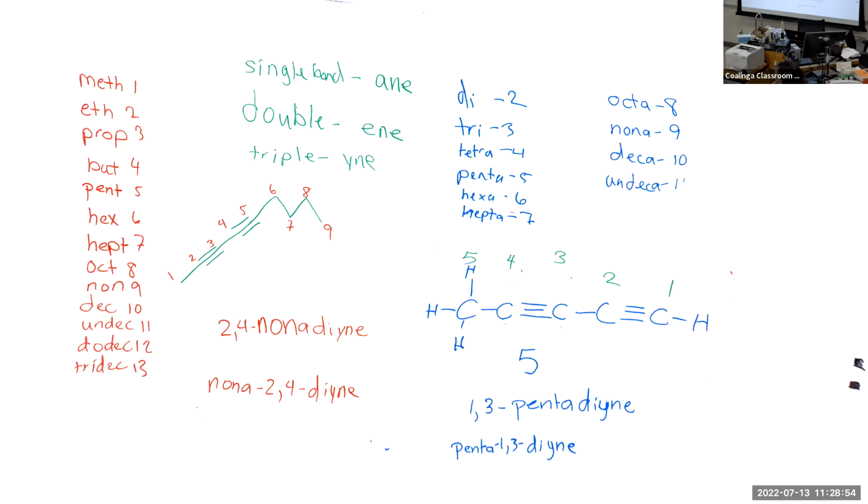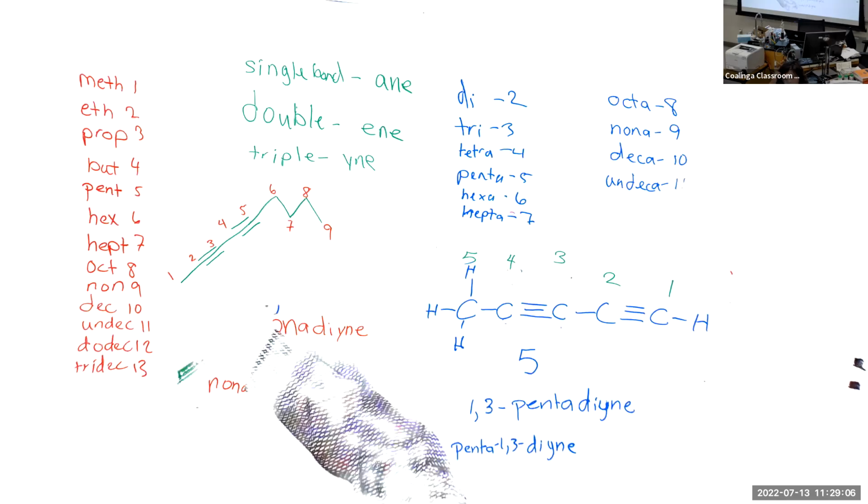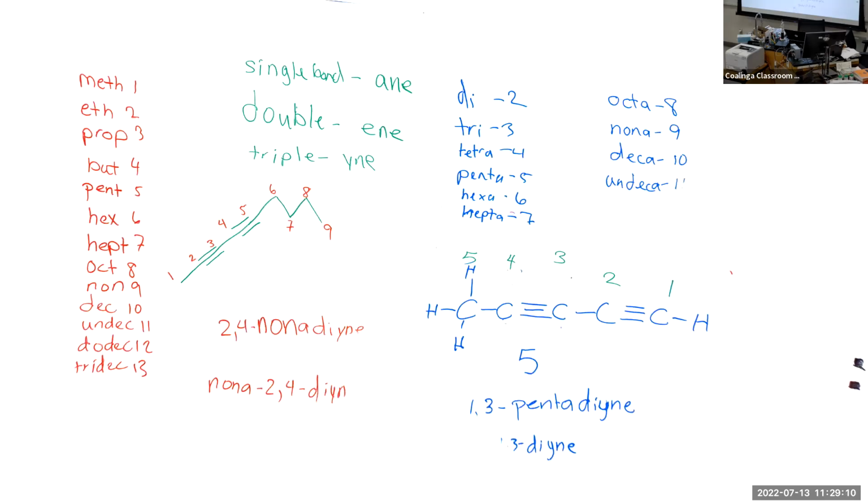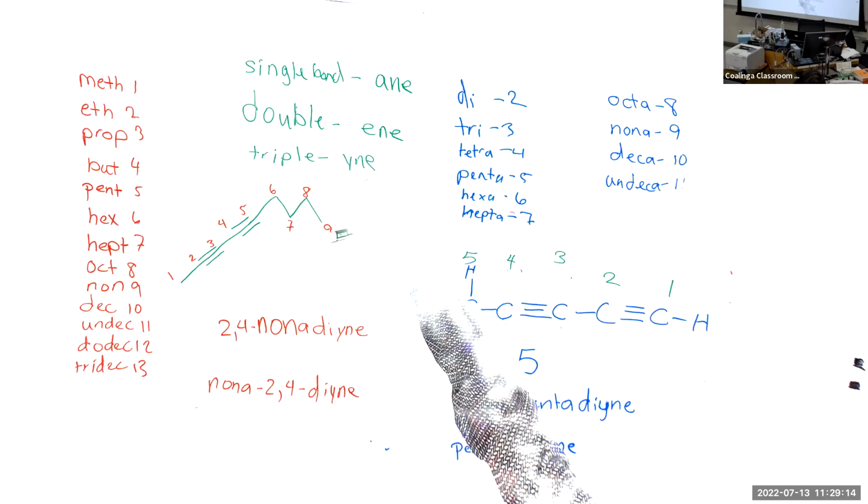Okay, so then it has 9 carbons. So we put non-, and then we put how many triple bonds we have, which is 2, right? That's the di. So it's nonadiyne, with the triple bonds.